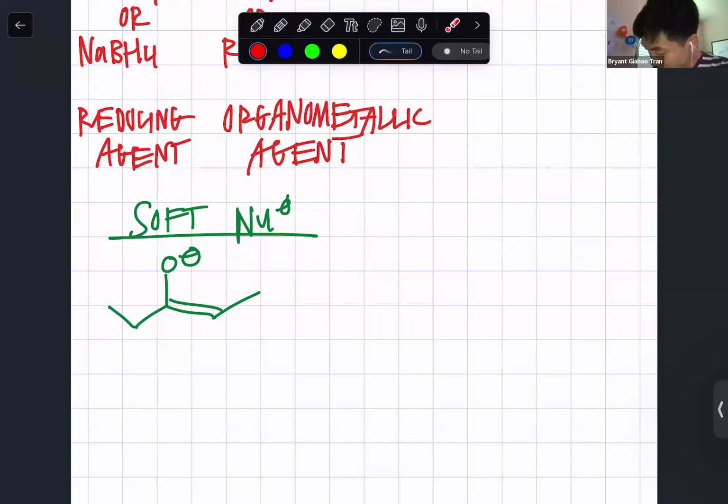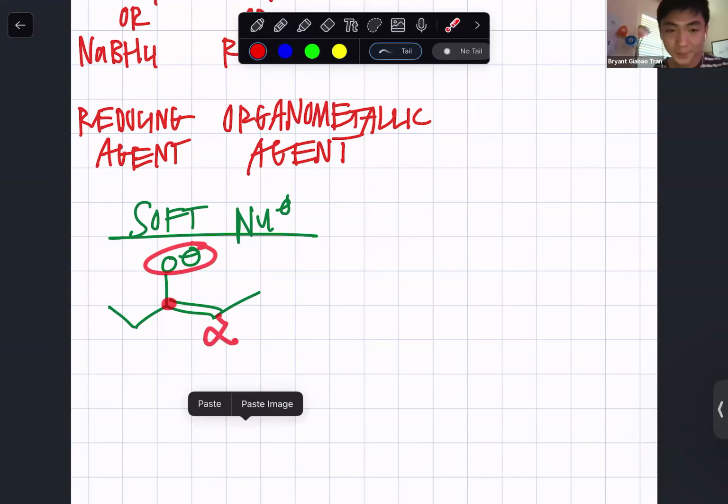Would it be the O minus? Would it be this carbon, or would it be the alpha carbon? That's the nucleophile. And here's a hint. Think about resonance here.